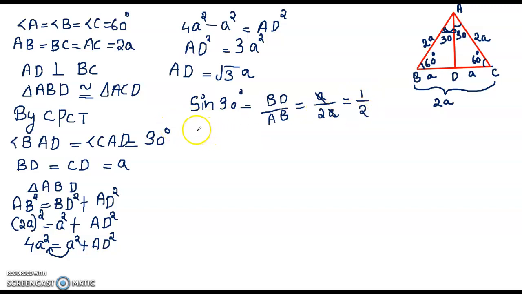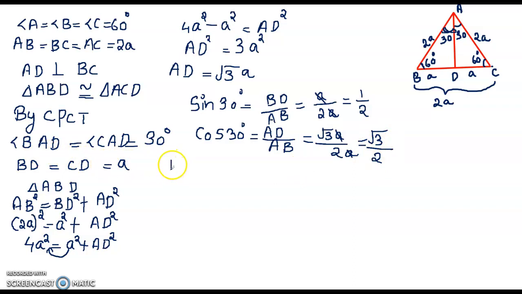Okay. Again cos 30. What is cos? Cos is adjacent side by hypotenuse. So the side adjacent to this angle 30 degree is AD. AD divided by AB, hypotenuse is AB. Here AD is root 3A, divided by AB, which is 2A. Again cancelling these 2A's, I got cos 30 degree is equal to root 3 by 2.